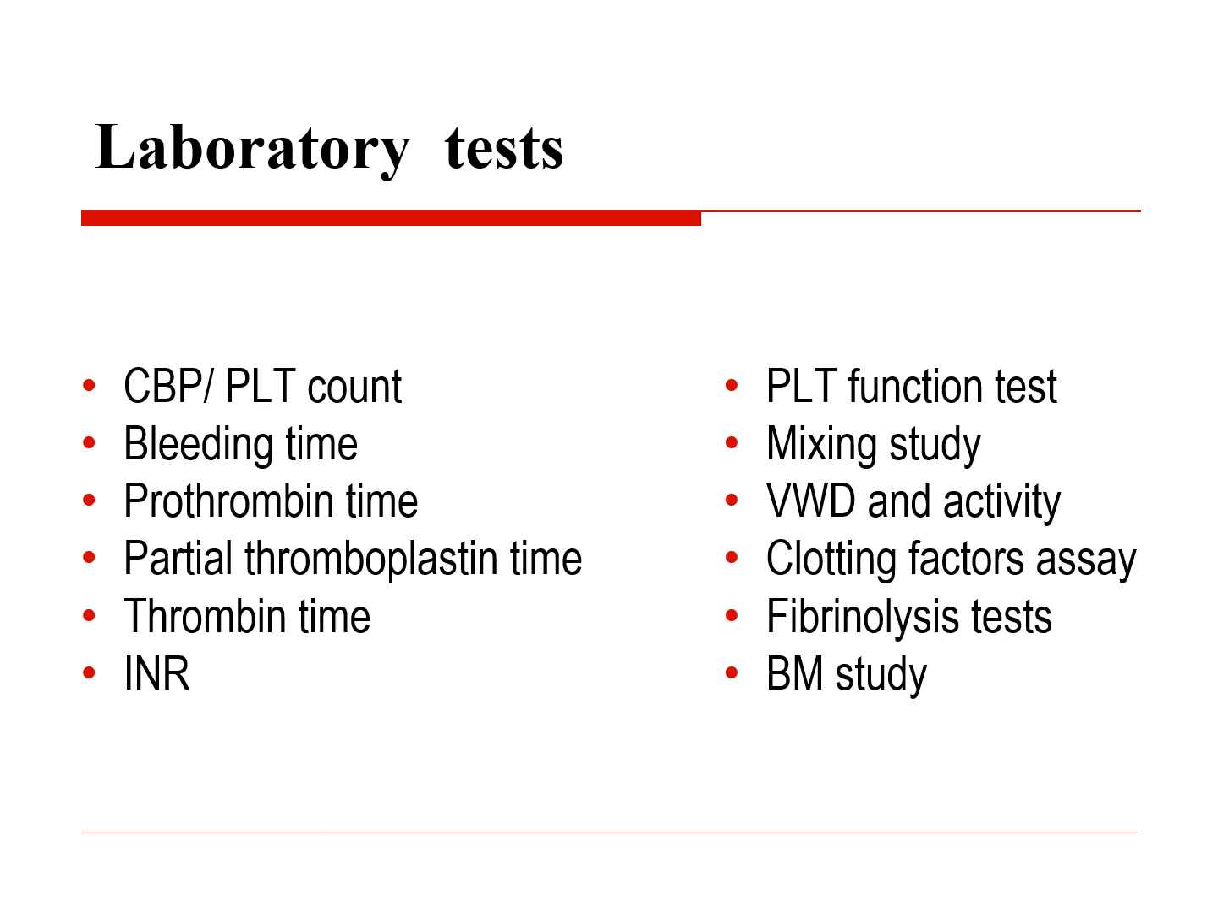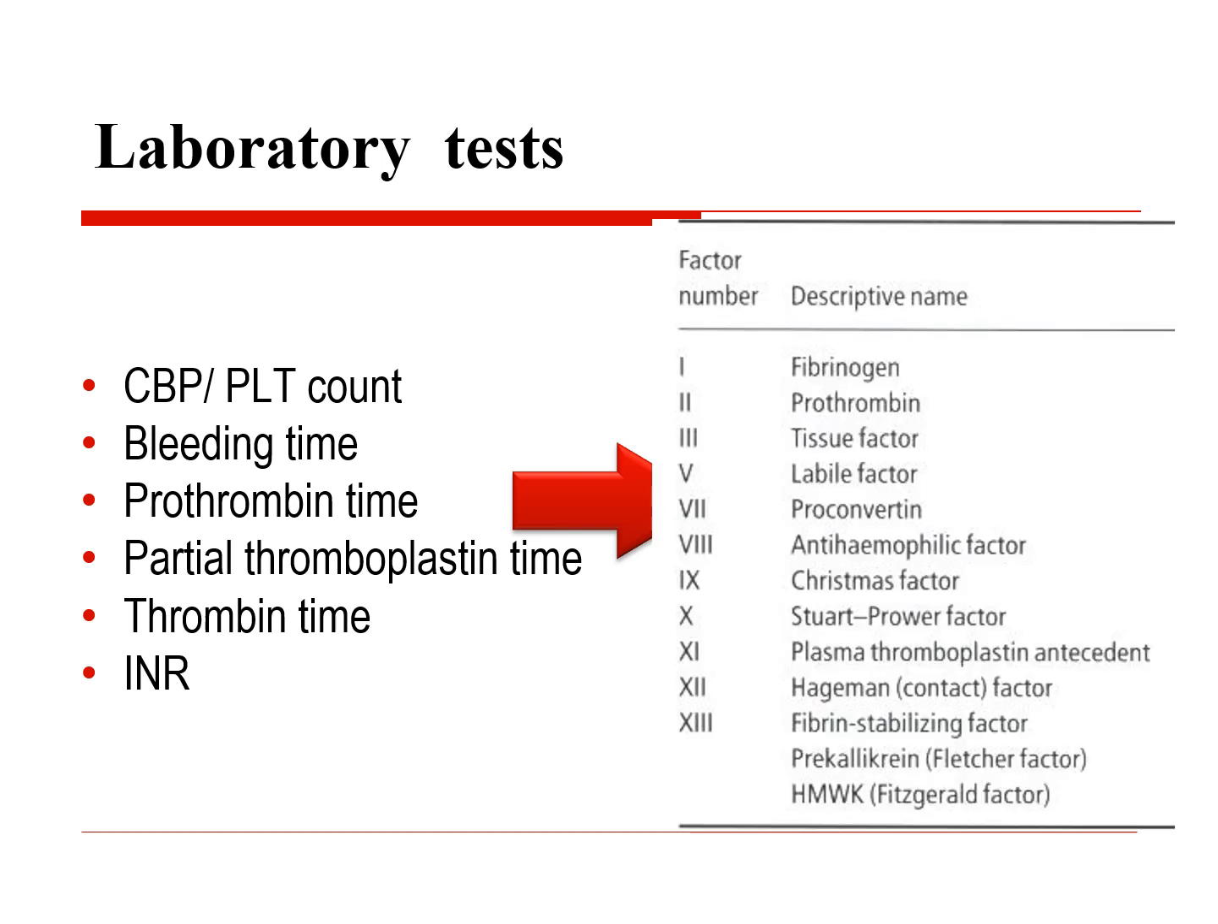bleeding time, prothrombin time, partial thromboplastin time, thrombin time, and INR. All these are initial screening tests. They will lead us to more specific tests according to the result, like platelet function, mixing study, von Willebrand antigen and activity, clotting factors assay, fibrinolysis test, and bone marrow study. These are more specific, not done as initial; they are done according to the result of the initial tests. Another specific test is a clotting factor assay, according to the result of the bleeding profile.